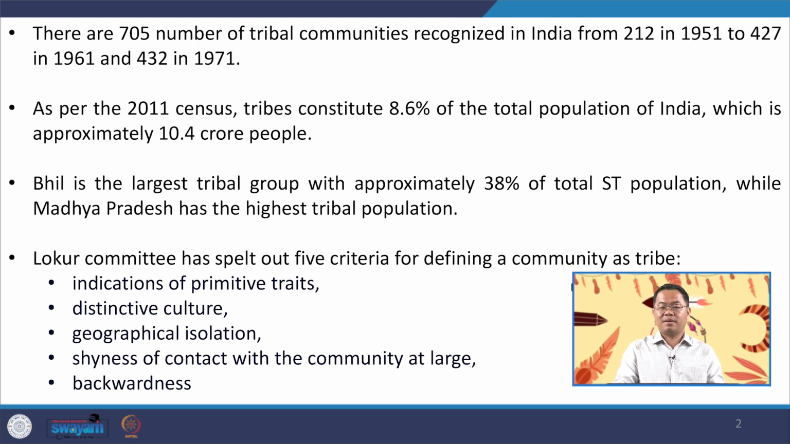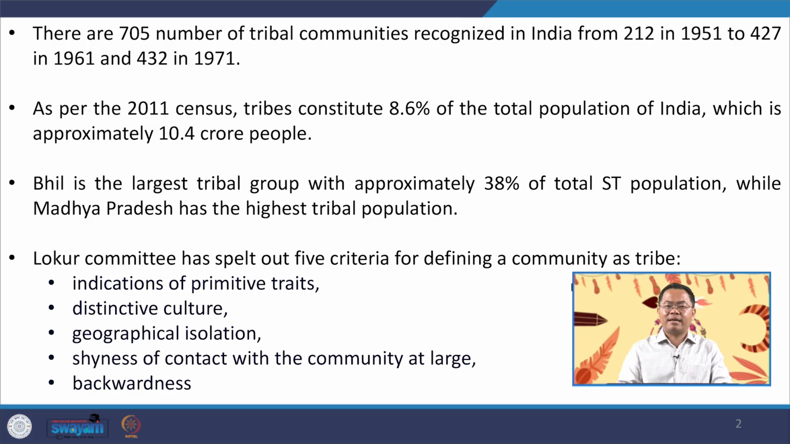In Mizoram, tribal communities make up almost 90 to 95% of the population. In Nagaland also it is more or less in the same range. In Manipur, it is close to around 40 percent of the total population of the state. However, in terms of their demography, in terms of their numbers, there is significant variation, because some tribes number only in the thousands, while some tribes number in lakhs. The Bhil community is the largest tribal group with approximately 38% of the total ST population, while the state of Madhya Pradesh has the highest tribal population in the country.